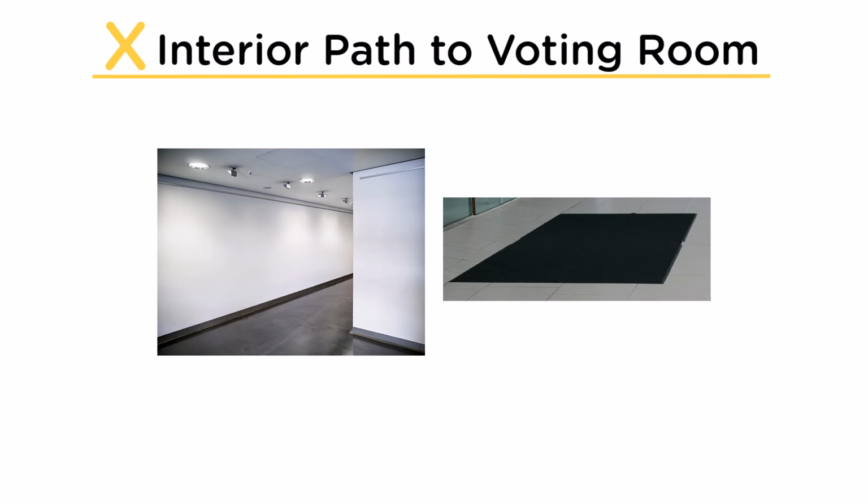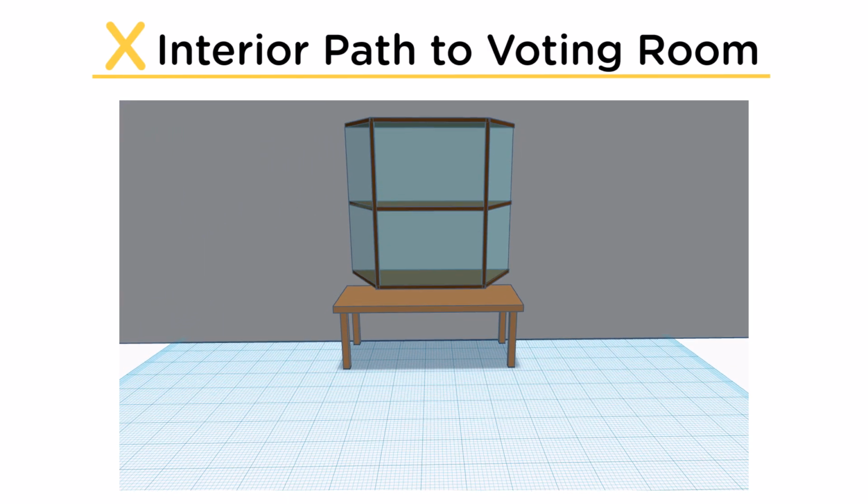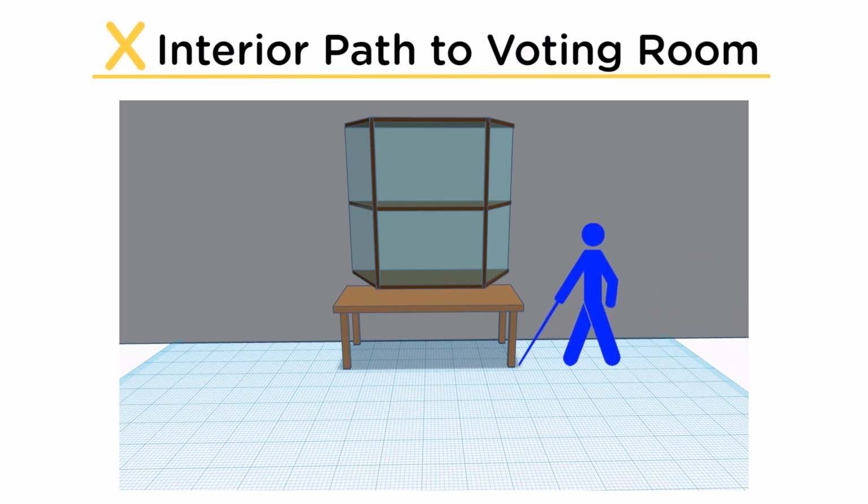Score the floor surface based on the section of the route with the worst condition. Overhanging or protruding objects in school hallways can include a cupboard or trophy case. A remediation option would be to place a table underneath it, so a person with a visual impairment can tap the table with their walking stick to warn them of the obstacle.